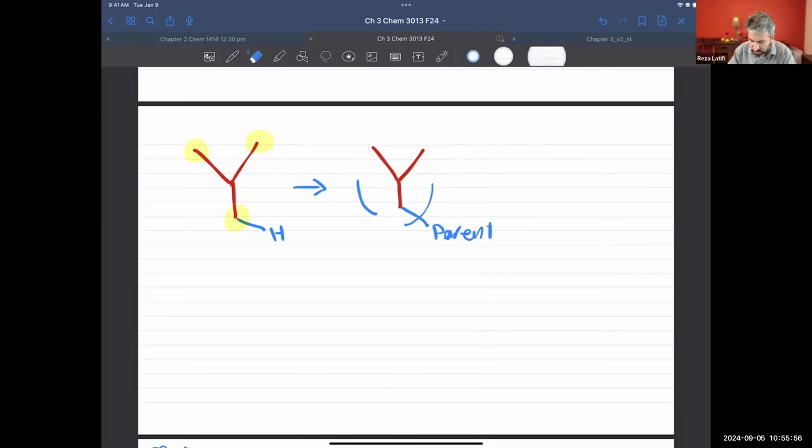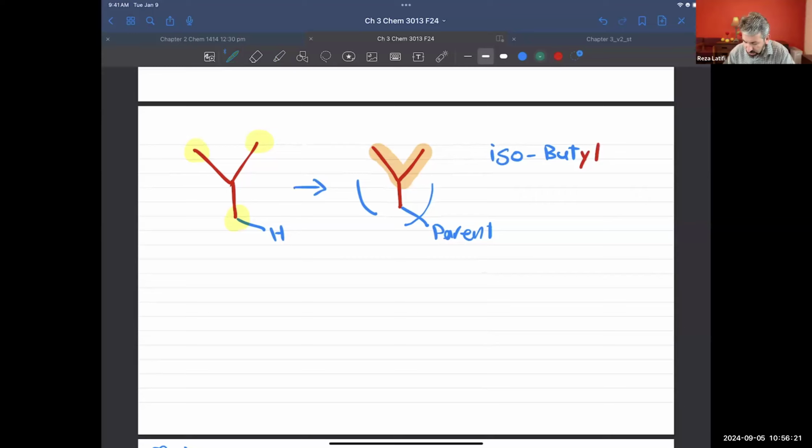Let's check it. We got a V shape here that is attached to one carbon. And the common name for it is going to be iso. Because I have 4 carbons, it will be isobutyl. That's a common name for it.